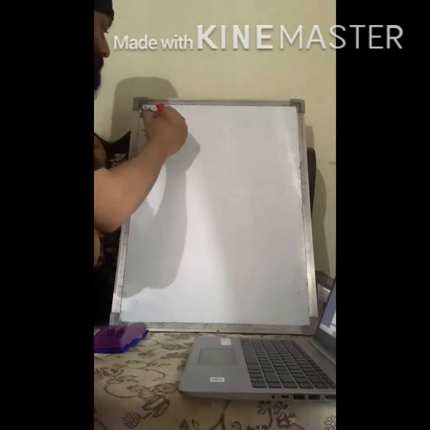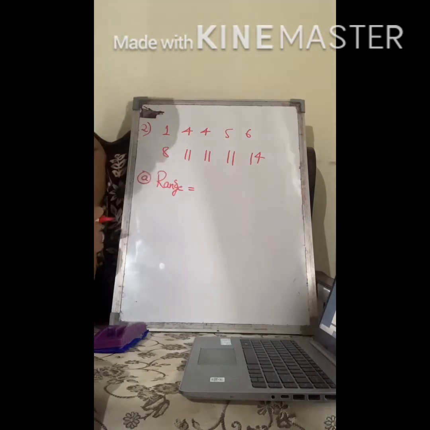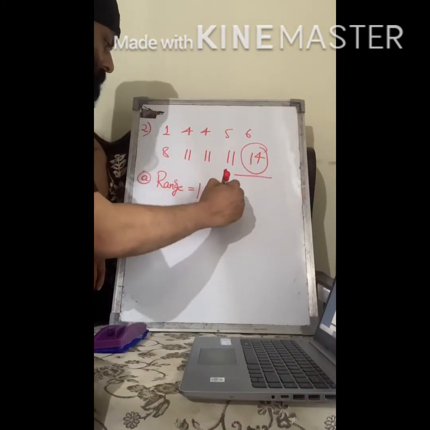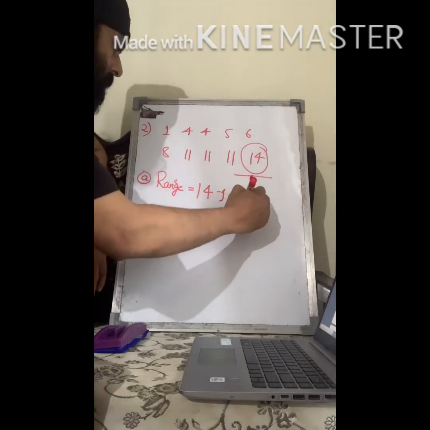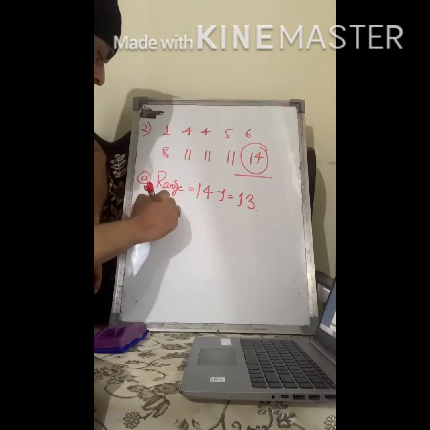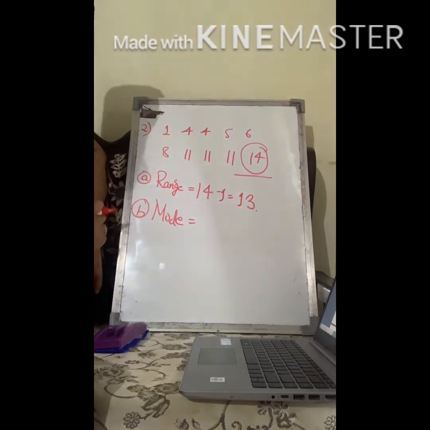Question number 2 says, here's a list of 10 numbers. Range is the largest number minus the smallest number. So the range is 14 minus 1, which is equal to 13. Part B: what is the mode? Mode is the number which occurs with the maximum frequency.